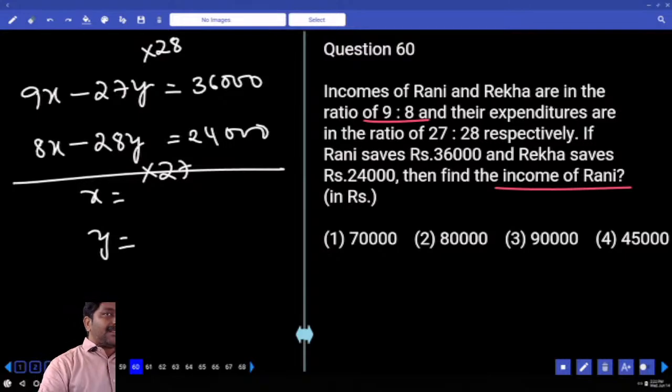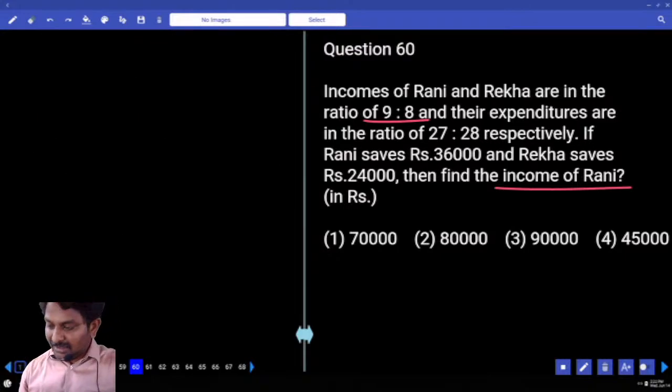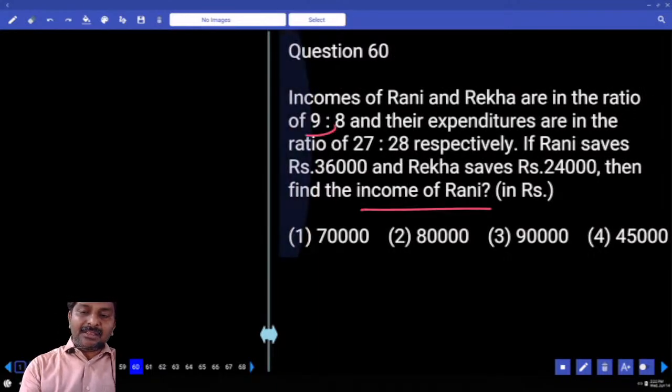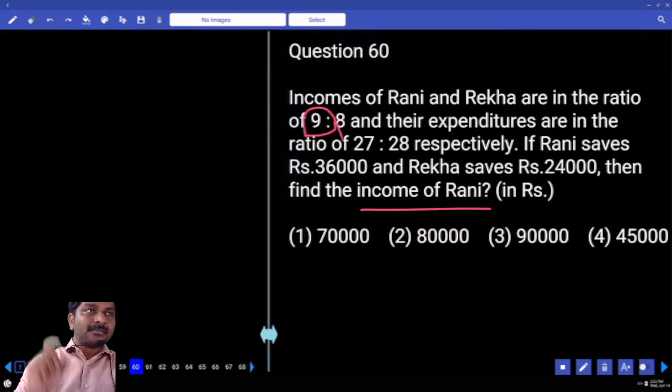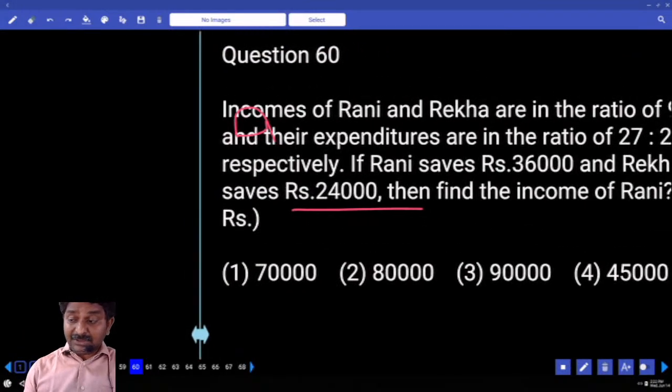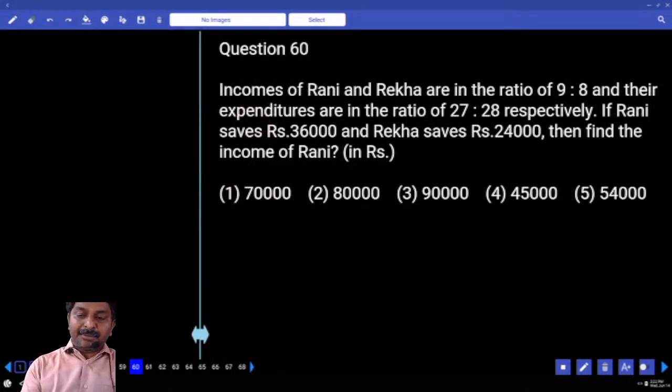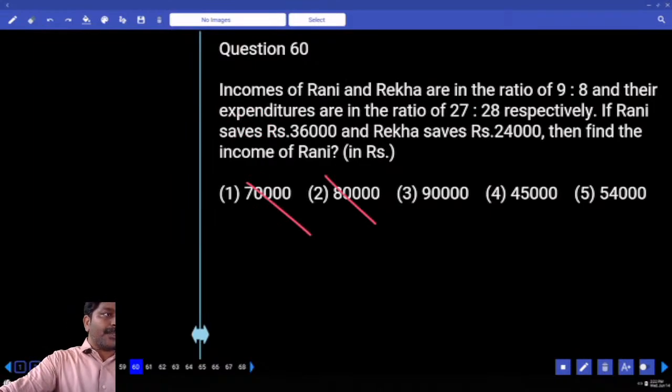Understood? Yes. Now, if you are my student, what I would suggest? The question is about the income of Rani. How many parts is that? 9 parts. Then obviously it has to be a multiple of 9. Go to the options. Can it be first, second, third, fourth, fifth? Right. You need to pick one and make sure whether it is right or wrong. Yes. What shall we pick?